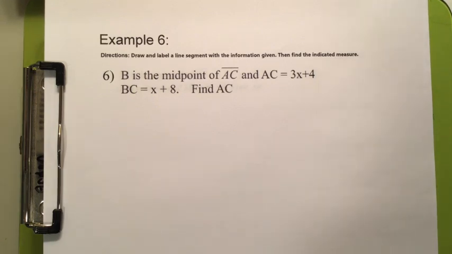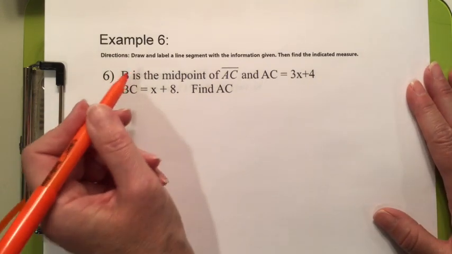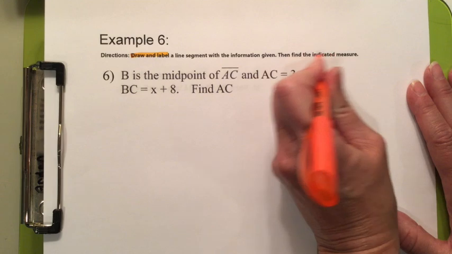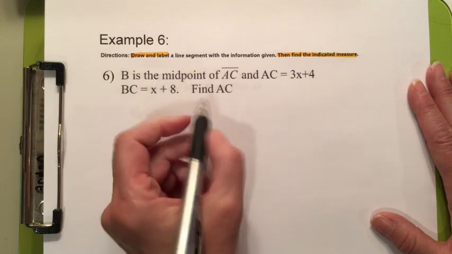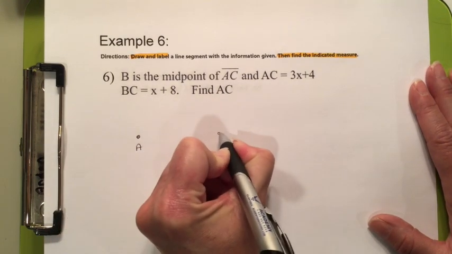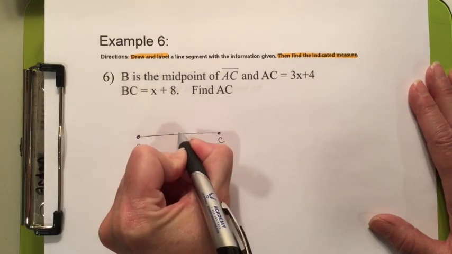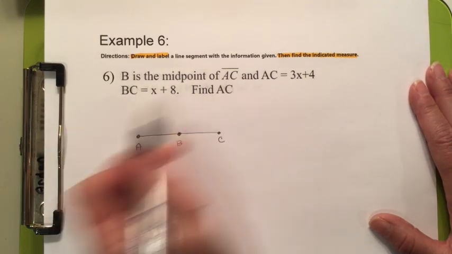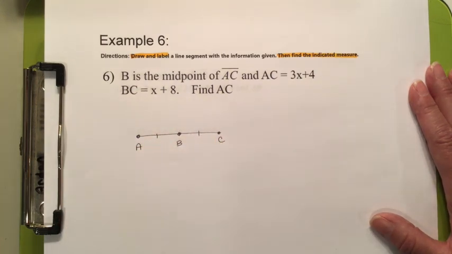Okay, so let's do just a few problems with line segments and midpoints. Again, just a reminder, always read the directions. I know it sounds crazy, but you might read past something you need. So first of all, it says draw and label a line segment with the information given, and then find the indicated measure. So I have to do two things here. All right, so B is the midpoint of segment AC. So I'm going to make AC, and I'm going to connect my dots. And I'm going to try to put B right in the middle and make it a point. So B is in between and is the midpoint of AC.